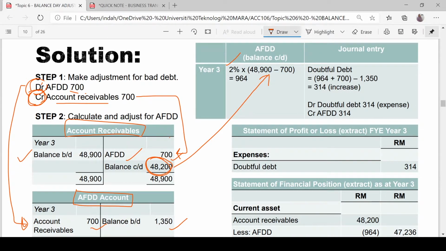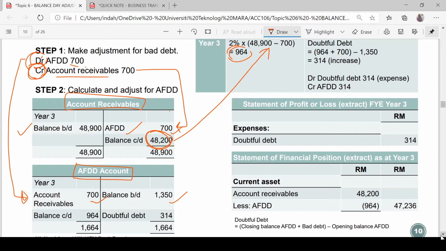So now the balance CD for AFDD is 964. So 964 is your balance CD, which you are going to show here. Balance CD 964. All right, so here, now we have 1, 2, 3.